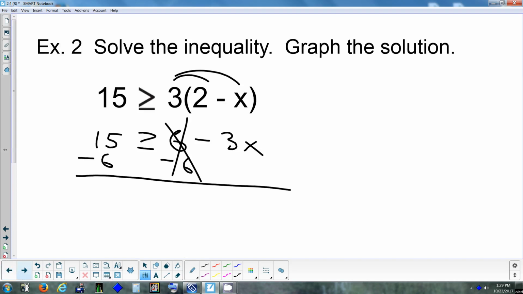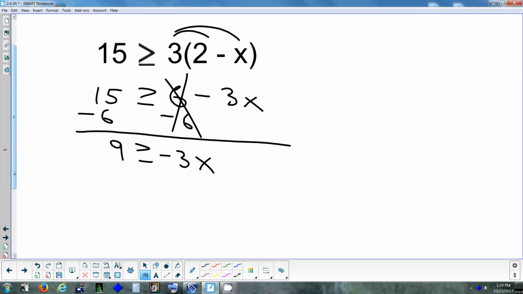What's 15 minus 6? Sophia? 9. 9 is greater than or equal to negative 3x. How about Madison? What's my last step? You're going to divide by negative 3 on both sides. Yes. Did everyone hear what she just said? Divide by negative 3. So right away, oh, sign flips. Yep, right away I'm going to flip that sign. If we want to deal with the letter on the other side, we can deal with that after. Okay, but we flip the sign. What's 9 divided by negative 3? Negative 3.